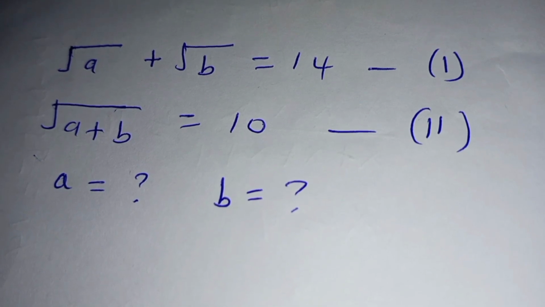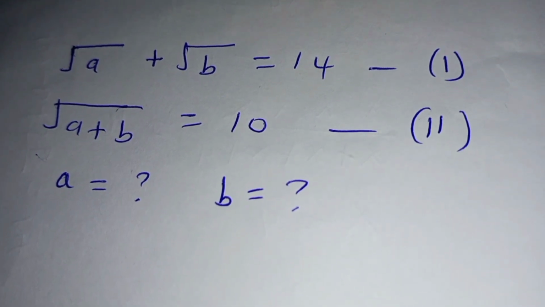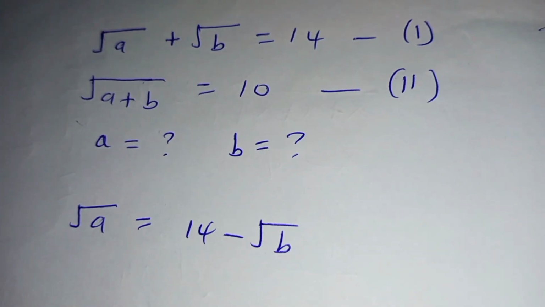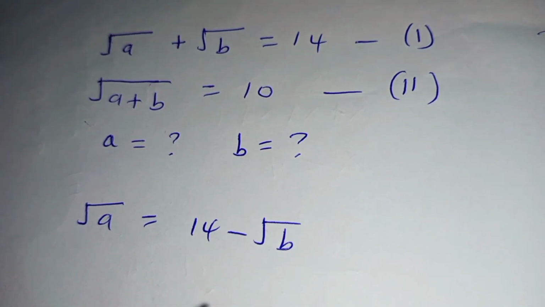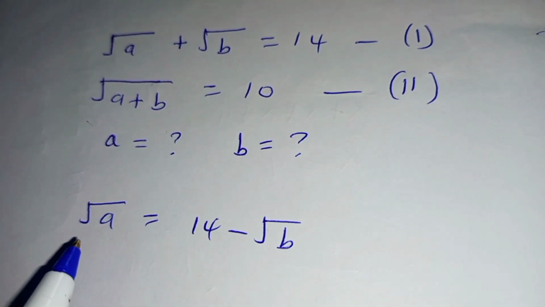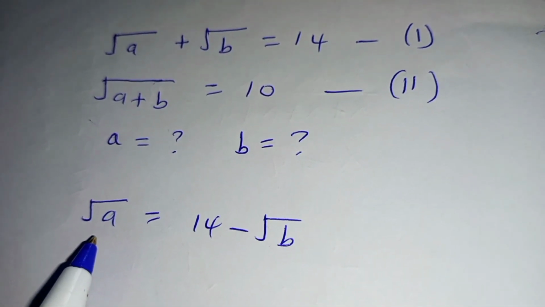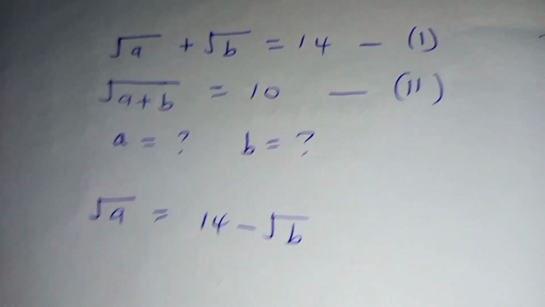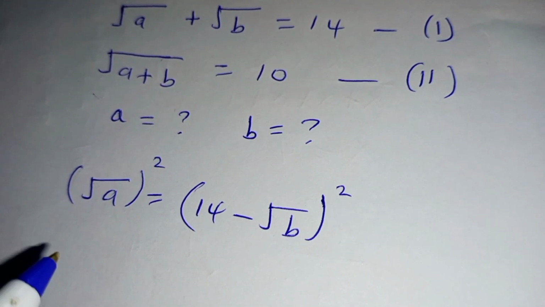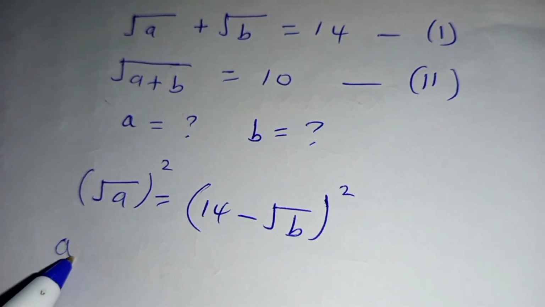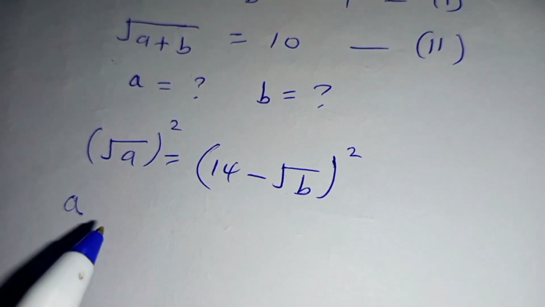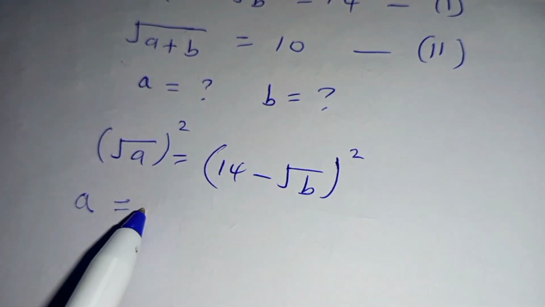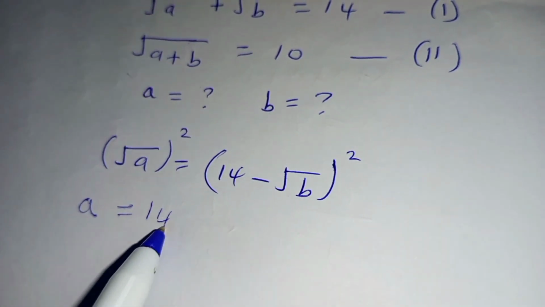Then from equation 1, we subtract square root of b on both sides. Subtracting square root of b on both sides, on the left hand side, we shall be left with the square root of a. Then we square both sides. So squaring both sides, on the left hand side, the square root and the square will cancel and we shall be left with a. Then we shall have 14 squared.